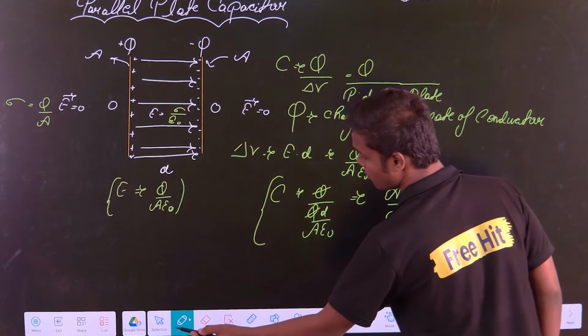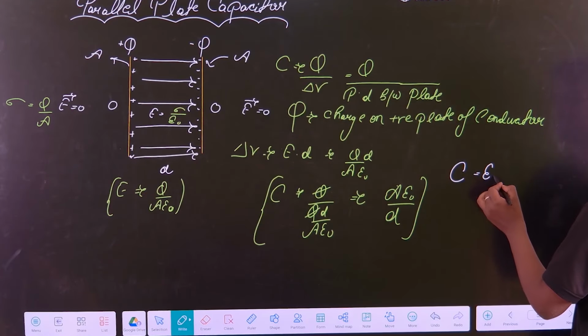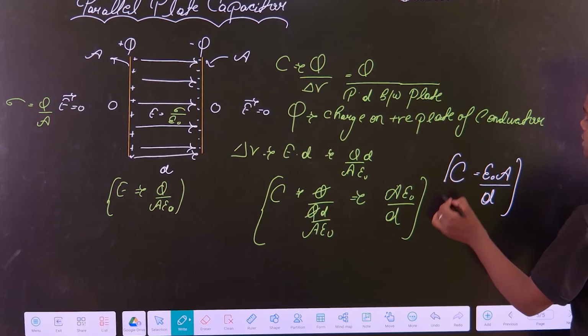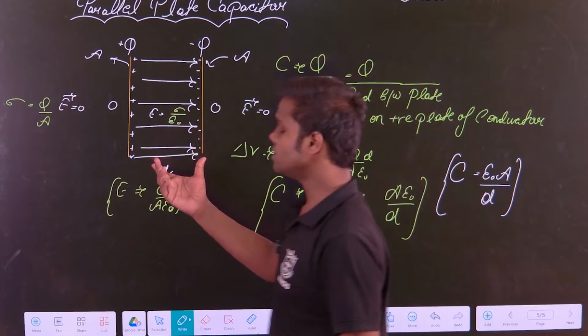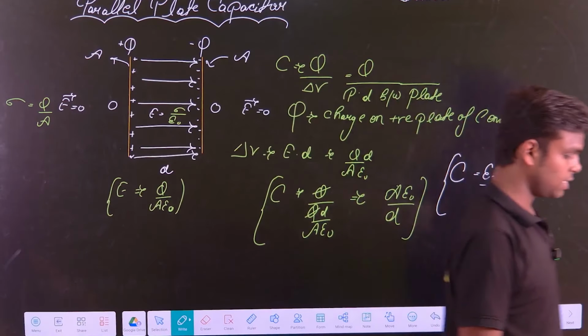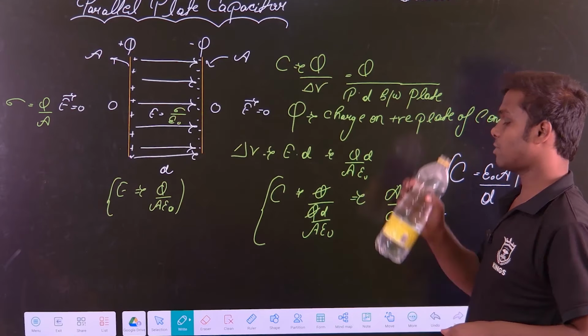What is the capacitance of a parallel plate capacitor? We got that capacitance is equal to epsilon naught A divided by d. What is A? A is the area of the plate and d is the distance between the two plates. That is how we have defined the capacitance of a two parallel plate capacitor.